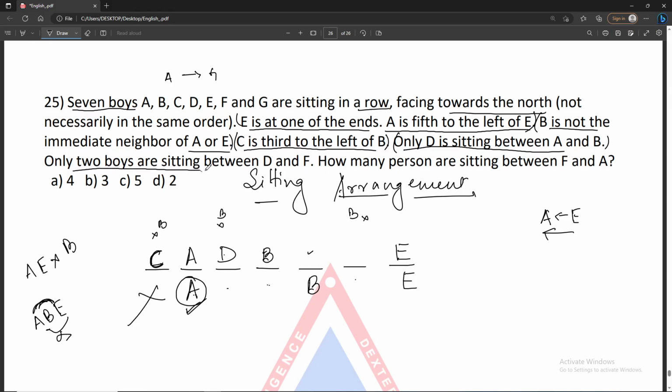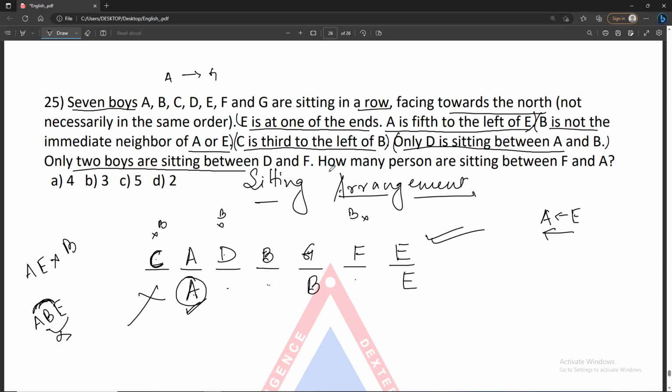Only two boys are sitting between D and F. D, one gap, two gap, F should be here because we do not have any other place to the left of C. And so, last, G should be here. So the arrangement is completed. So C A D B G F E is the arrangement.